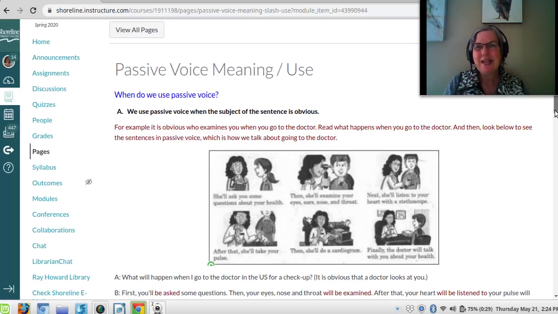We use passive voice when the subject of the sentence is obvious. We know who does it. For example, I was given a ticket. I know it's the police who give me a ticket, so I don't need to say police. Okay? My heart was examined. I know the doctor examined my heart. I don't need to say the doctor.